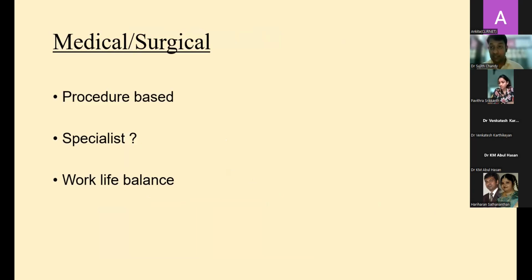You want to be a specialist? No, I won't say it's an end specialty, because within the specialty there are multiple subspecialties. But at the end of 3 years of your training in MD respiratory medicine, you are a specialist, but you still will have to further specialize in an area of your interest, to get into that field and establish yourself in that field. And work-life balance, during training it's tough, but I think post-training work-life balance is definitely better in an area like respiratory medicine.